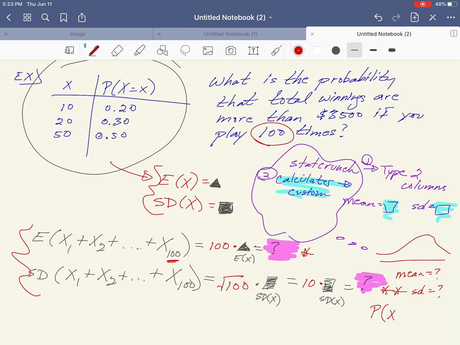Then you say the probability that, and we represent our sequence with just the regular X, since it's hard encoded into the problem that those X's are being added together, that it would be, what did we say? More than, so greater than or equal to 3,500. And the computer will give us an answer, whether you choose Excel or StatCrunch.